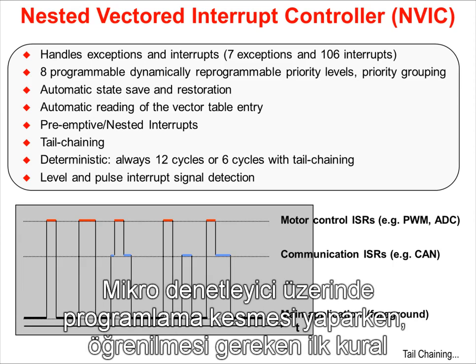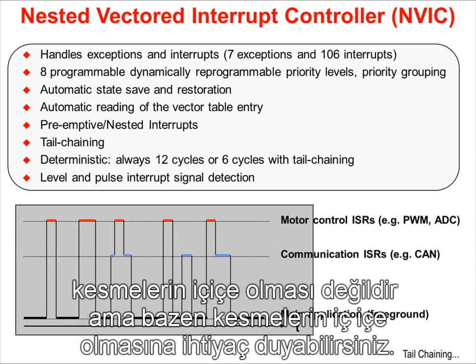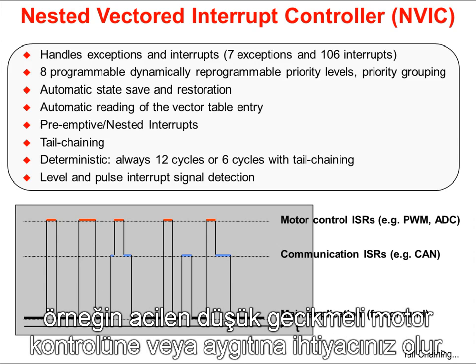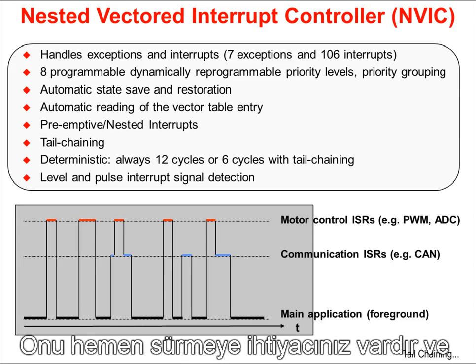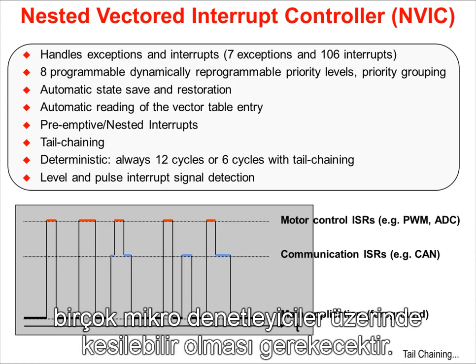One of the first rules you learn when programming interrupts on a microcontroller is not to nest interrupts. But sometimes you need to nest interrupts. For instance, you need to get very quickly to a low latency motor control or device. You need to get to it quickly and you have other interrupts that take too long. Those long interrupt service routines will need to be interruptible.